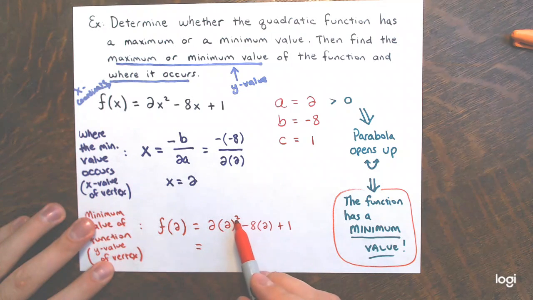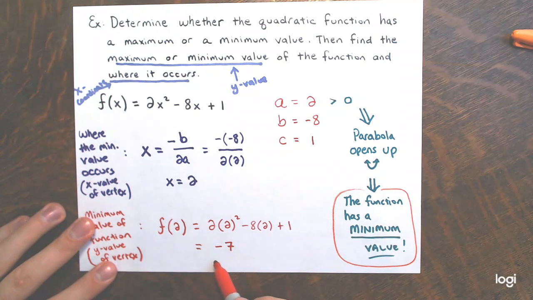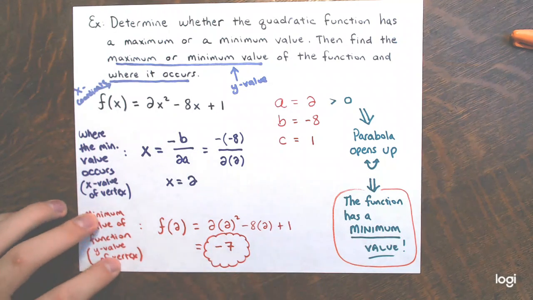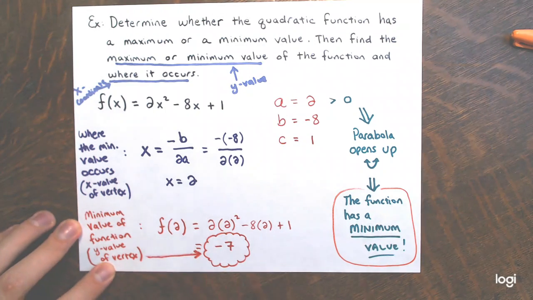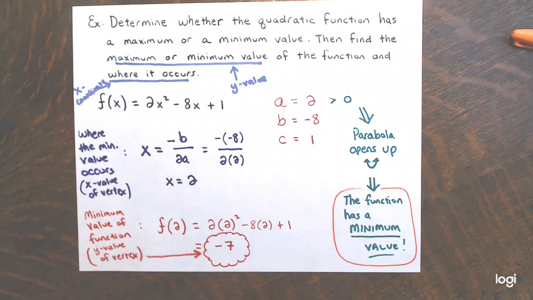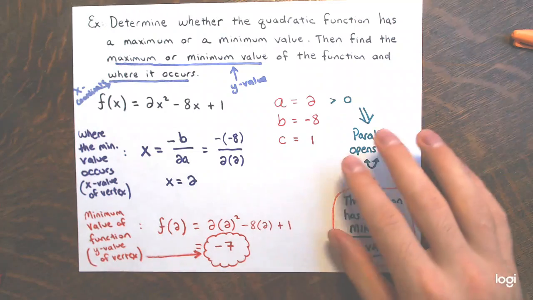2 squared is 4. 2 times 4 is 8. This negative 8 times 2 is negative 16. 8 minus 16 is negative 8. Plus 1 is negative 7. So negative 7 is the minimum value of the function, the y coordinate of the vertex. All right. And I'll write that out in a full sentence on the next page here, just sliding this up a bit.